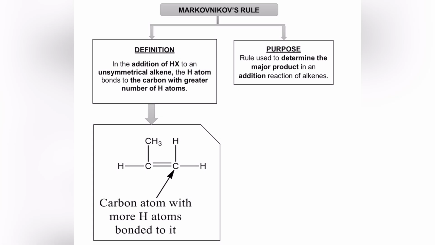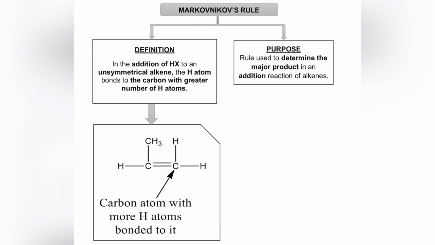Seterusnya kita masuk bahagian Markovnikov's rule. Untuk Markovnikov's rule, kebiasaannya dia akan digunakan untuk reaction of alkene. So what is the definition for Markovnikov's rule? The definition of it is in the addition of HX. HX ni adalah hydrogen halides to unsymmetrical alkene. The H atom bonds to the carbon with greater number of H atom.